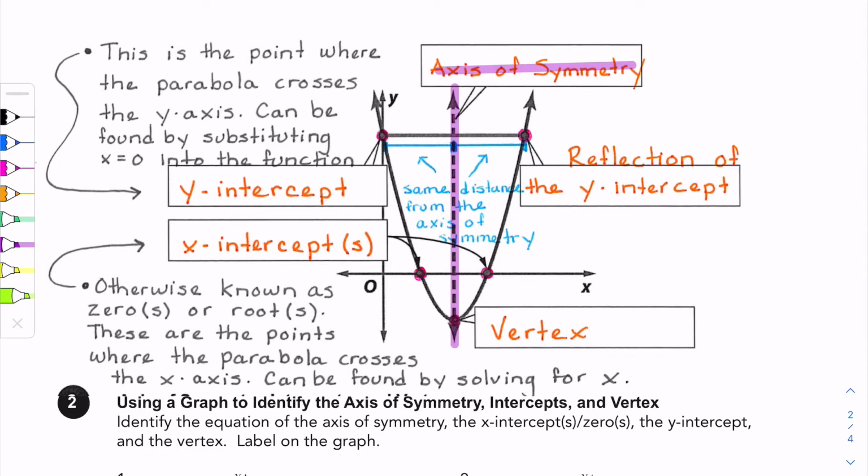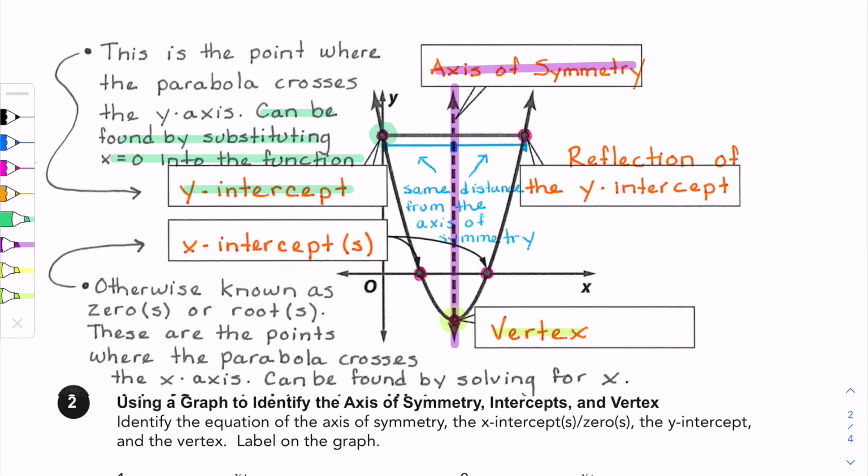Besides the axis of symmetry, we just talked about the vertex, which is specifically a point where the axis of symmetry intersects the parabola. It's either the lowest point or the highest point on the graph. Some other key parts are the y-intercept. The y-intercept is the point where the parabola crosses the y-axis, and it can be found by substituting x equals 0 into the function. Right here is the y-intercept.